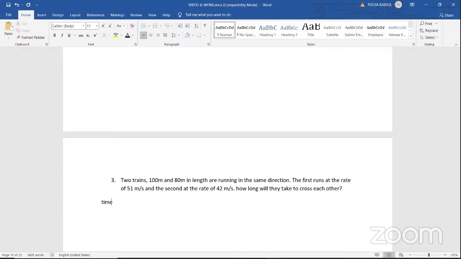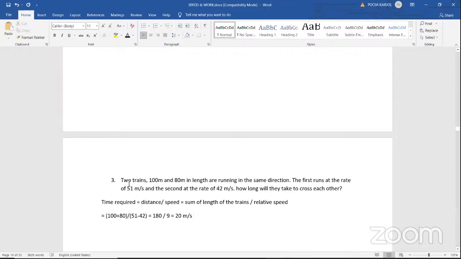So time required, whether they are running in opposite directions or same direction, will always be distance by speed. Distance is the sum of length of the trains, divided by relative speed. What is the sum of lengths? 180. 180 divided by relative speed, subtracting, so 51 minus 42, 9. 180 by 9, correct? 20. Okay, this is the simple one.